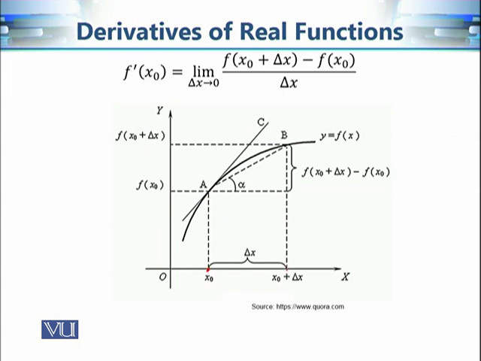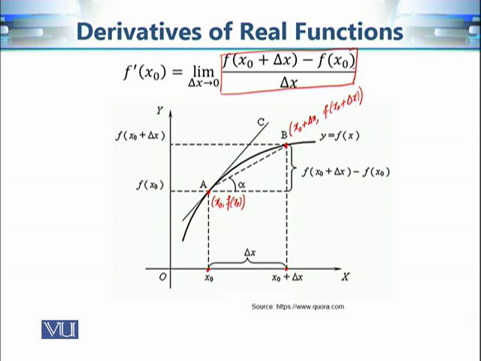and x0 plus delta x is this point, then this point has the following coordinates. The x coordinate is x naught plus delta x, and the y coordinate is f of x naught plus delta x. And similarly, this point has the coordinates x naught as the x coordinate, and f of x naught as the y coordinate. Now if we calculate the slope of the line through this point and this point, then the slope of this line is exactly this quantity. This line is also known as the secant line.